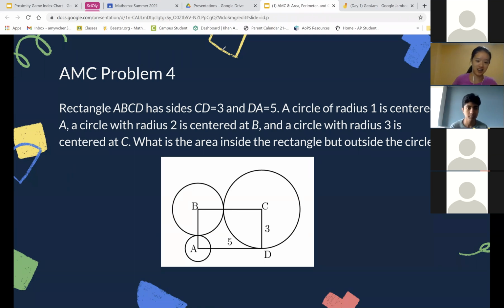Rectangle ABCD has sides CD is 3 and DA is 5. A circle of radius 1 is centered at A, a circle of radius 2 is centered at B, and a circle of radius 3 is centered at C. What is the area inside of the rectangle but outside of the circles? So in other words, this weird shaped area over here.